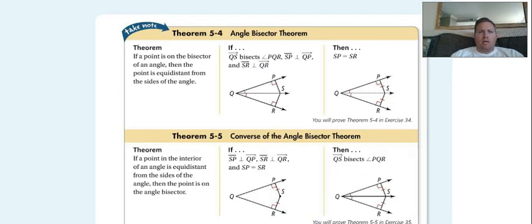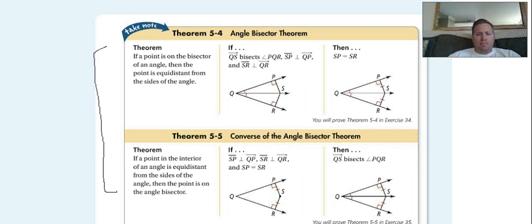So you're going to write down both these boxes right here and the pictures. This time we have the angle bisector theorem, and we have the converse as well. It says, if a point is on the bisector of an angle, then it is equidistant from the sides of the angle. So we have this right here, it bisects the angle S, and the distance from this point to these two lines is going to be congruent.